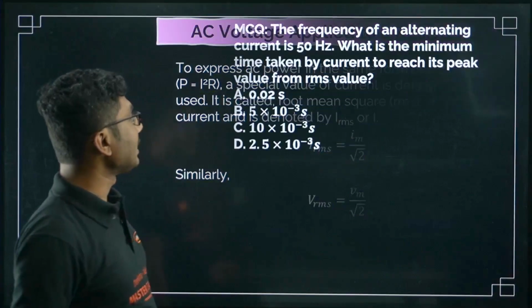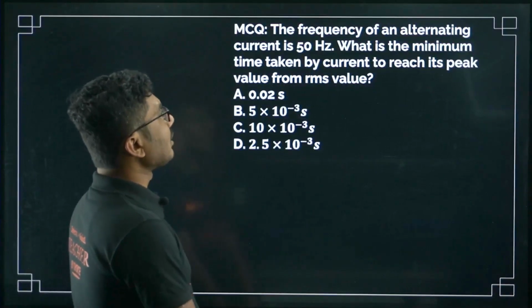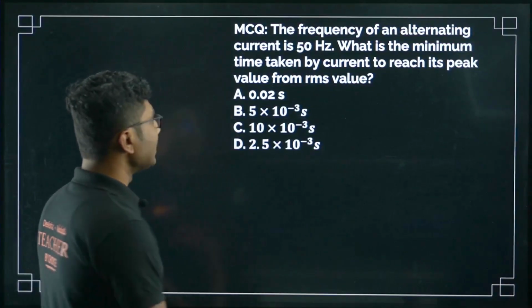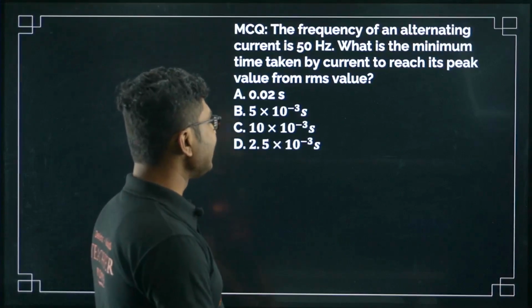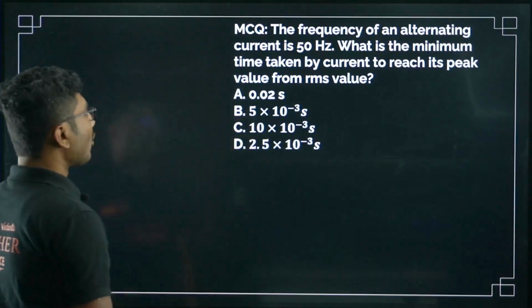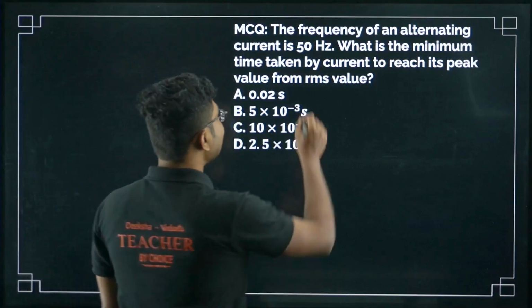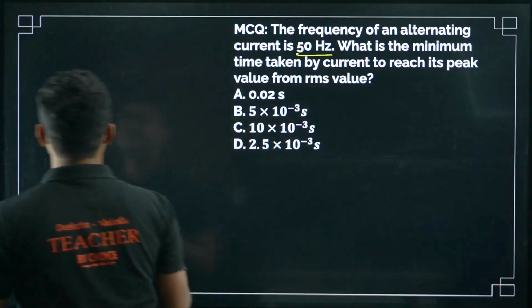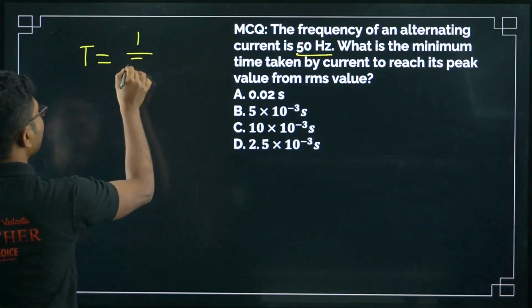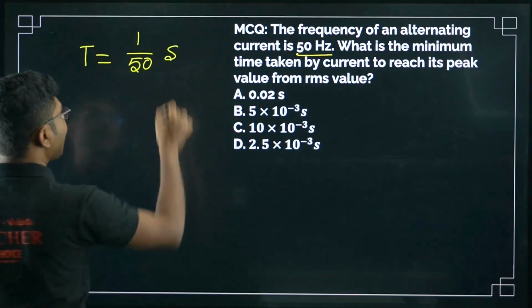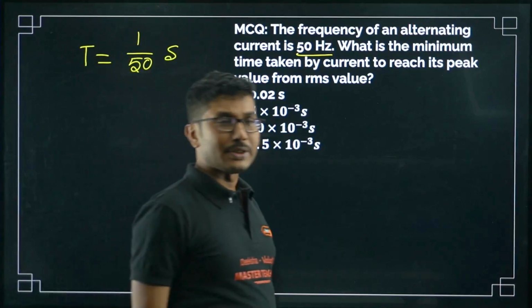Now let's see one numerical question. The frequency of an alternating current is 50 Hz. What is the minimum time taken by current to reach its peak value from RMS value? So what is the meaning of 50 Hz? Frequency is 50 Hz, so the time period is basically 1 by 50 seconds.